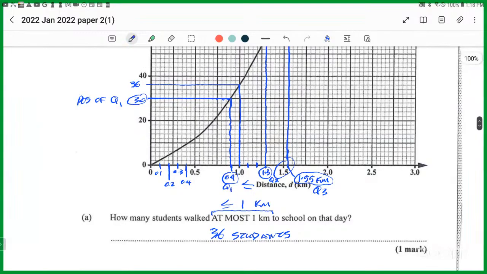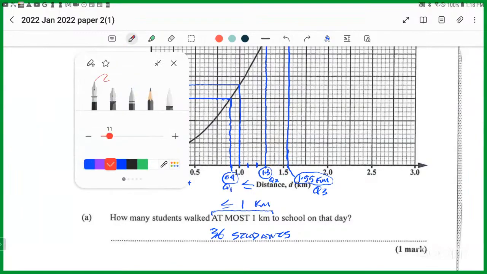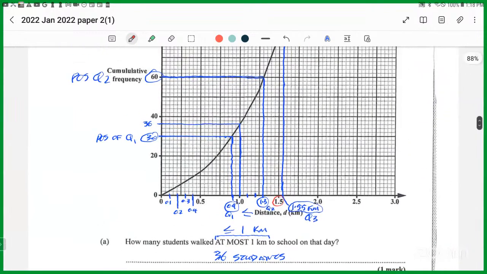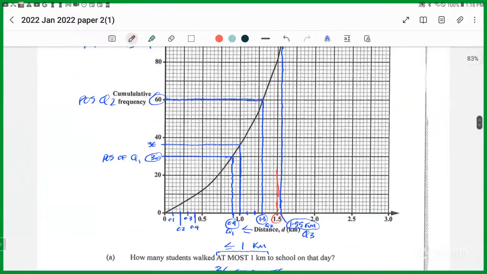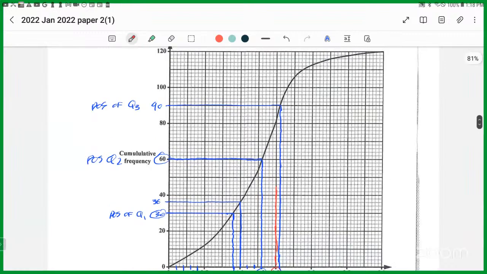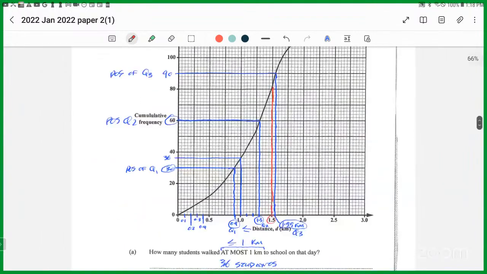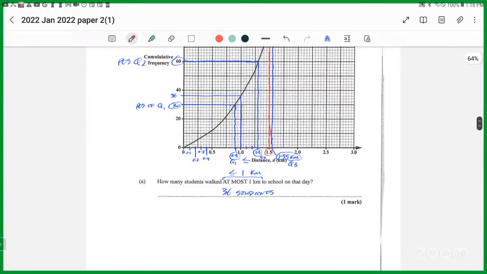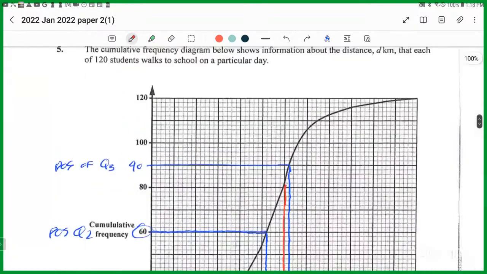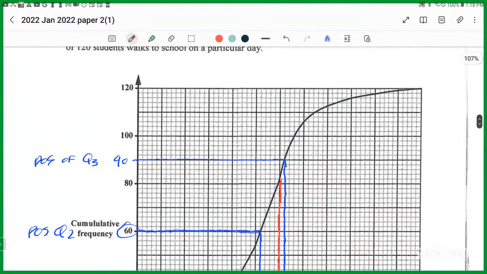Let's use a different color for this part. So it's 1.5 here, right up on this line on the graph. This is the 1.5 kilometers line. The graph shows you how many students walked less than or equal to 1.5. The rest of them walked more. Let's zoom up here and see where we reach. So we reach right here on the graph. You come across and read the number of students up here.